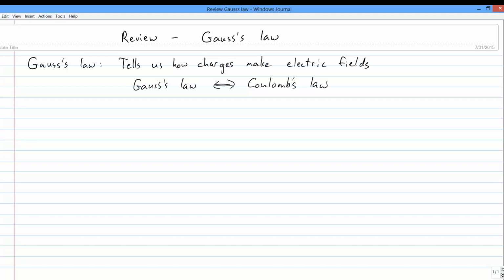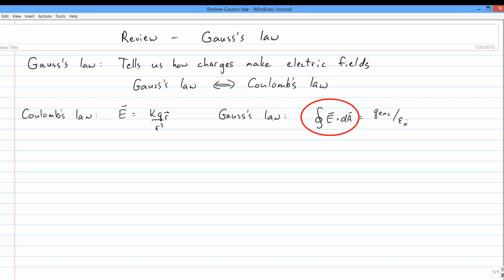Gauss's law is a statement about the flux through a closed surface, and it reads like so. We take the integral of E dotted with dA, which is a flux, over a closed surface, and we find that that is always equal to the amount of charge enclosed by that surface. Thus, knowing the amount of flux through some box is enough to let you figure out how much charge is in the box.